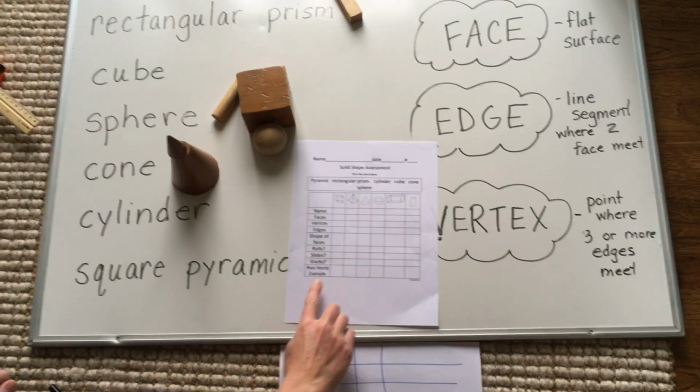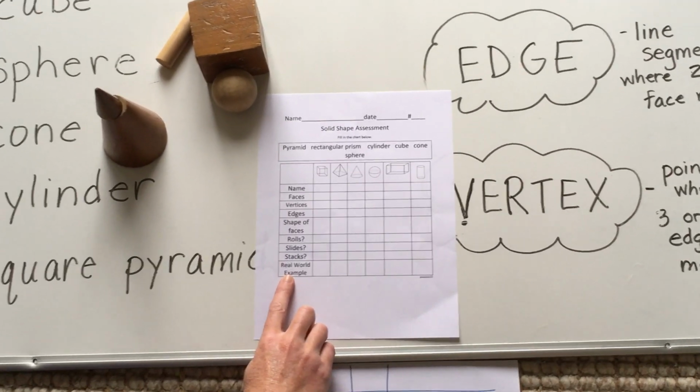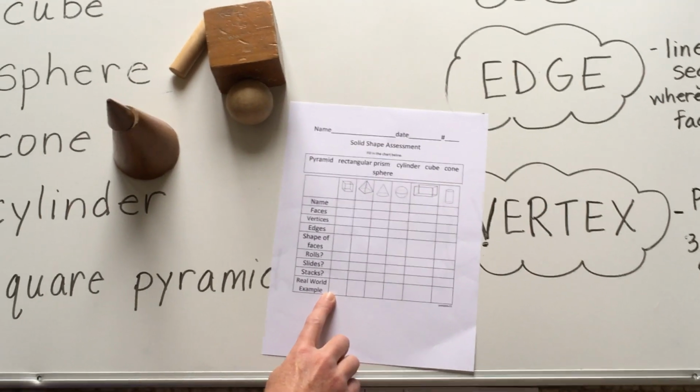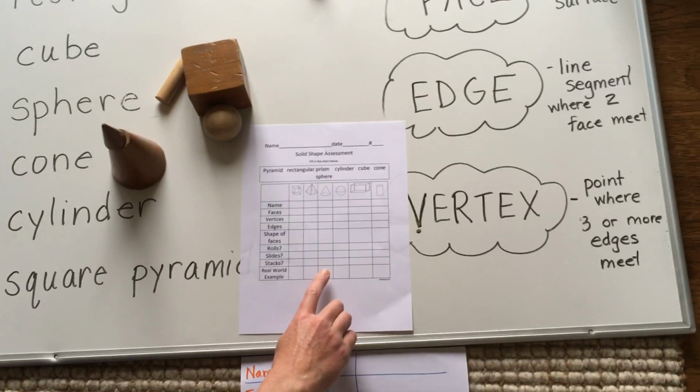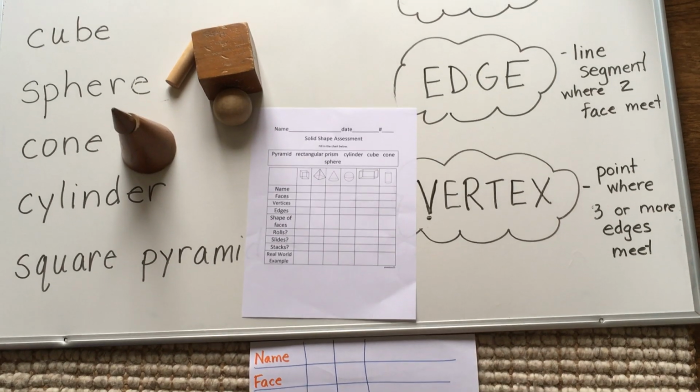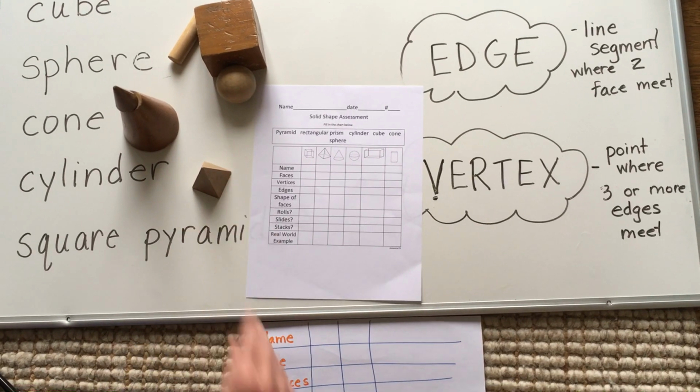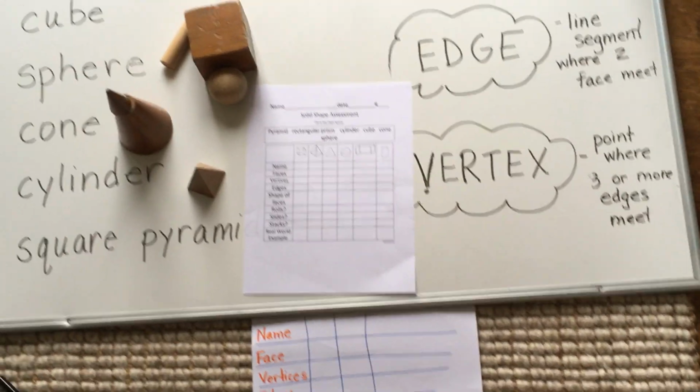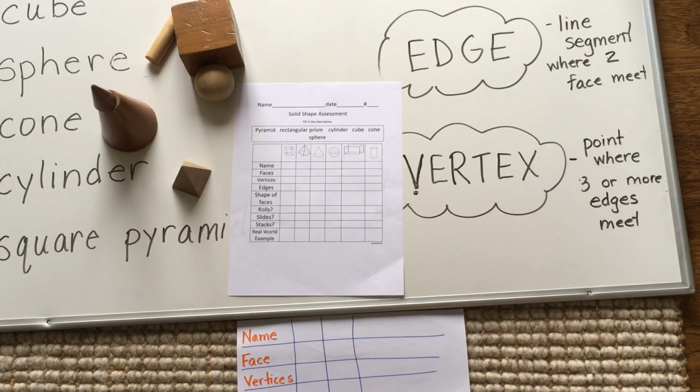Okay. And then the last category is a real world example. Where would you find a cube? Where in your house could you find a cube? Where could you find a cone? The hardest one is this one, because you don't really find those very often, but there are some famous ones, right? Okay, so that's the first thing.